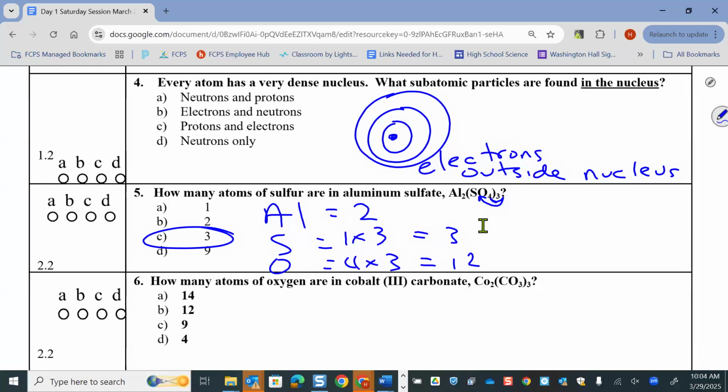Number 6, how many atoms of oxygen are in cobalt? 4. Cobalt? Atoms of oxygen, I put 9, because we multiply the subscript. Oh, yeah, I did the wrong thing. Cobalt was the wrong one. You did the O. It's an odd but common mistake. That's why this question is used.